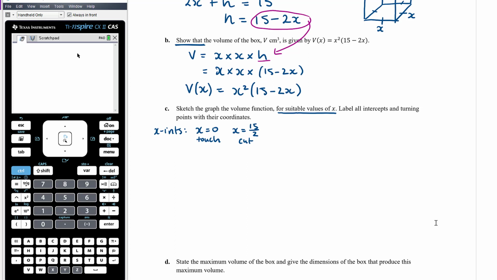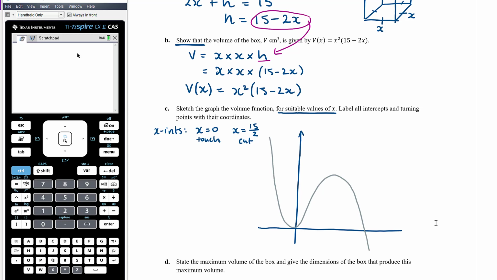So I'm just going to draw it in pencil, well, electronic pencil to start with. So we know we're going to have a touch at 0. We know we're going to get a cut at 15 on 2 or 7.5. We also know it's a negative cubic. It'll be negative x cubed. So we know it's going to look like this. Okay? So we know it's going to look like that, but let's think about suitable values of x.